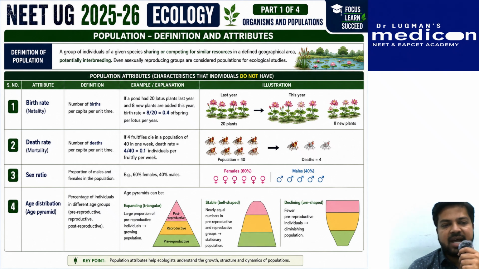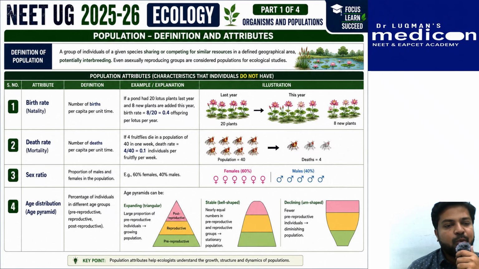In the same way, death rate. The another word for death rate is mortality. Number of deaths per capita per unit time. If 4 fruit flies die in a population of 40 in 1 week, death rate is equal to 4 by 40, that is 0.1 individuals per fruit fly per week. That is how you calculate the death rate, also called as mortality.